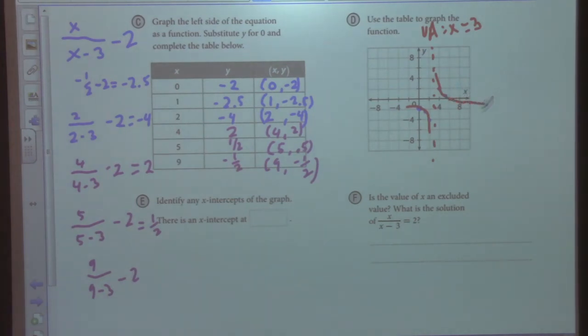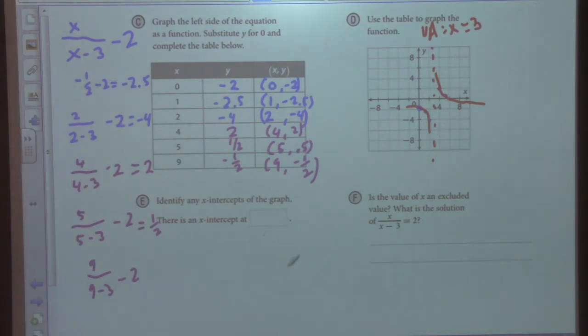And then they say, identify any x-intercepts of the graph. There is an x-intercept at where? Okay, look along the x-axis. Where is the x-intercept found? Looks like 5. 5 or so?